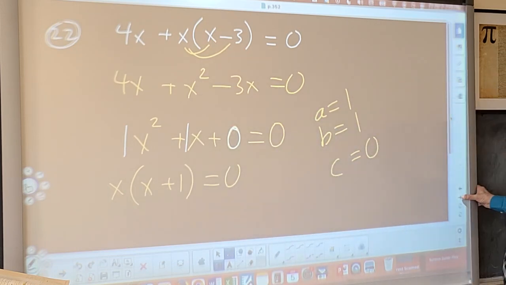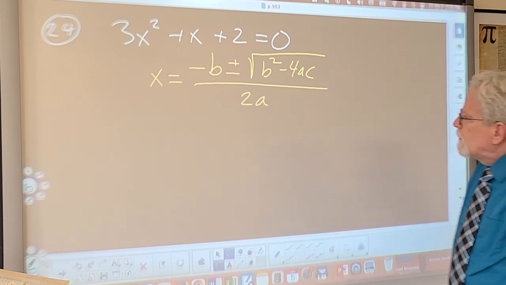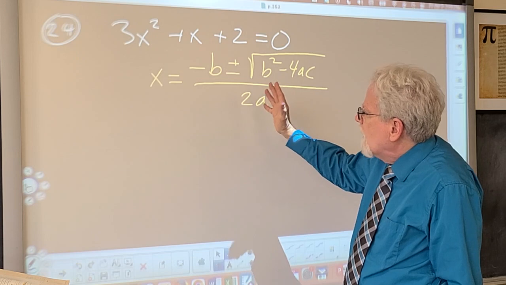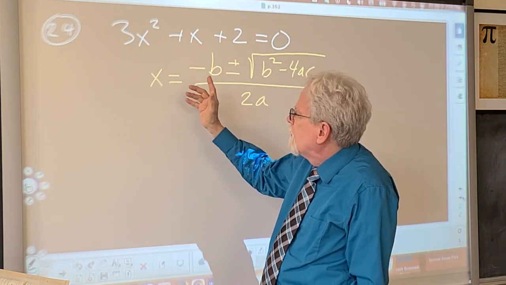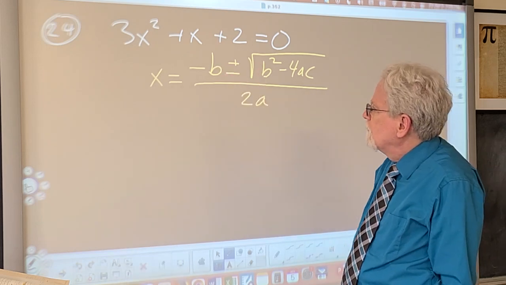And don't let it worry you if c disappears. In this case, there was no c value. And the last one, yes, 24. This one is a little bit different because I think it's the first time on the entire assignment, maybe not, I don't remember now, where a was not 1. A is 3 this time.